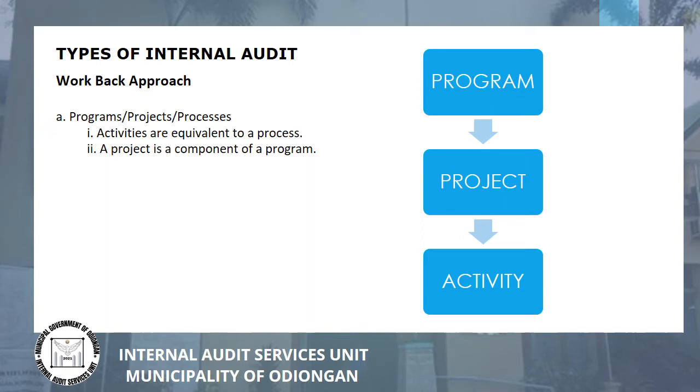A project is a component of a program. The Administrative Code of 1987, as amended, defines program and projects. A program refers to the functions and activities necessary for the performance of a major purpose for which a government agency is established, while a project is a component of a program covering a homogeneous group of activities that result in the accomplishment of an identifiable output.